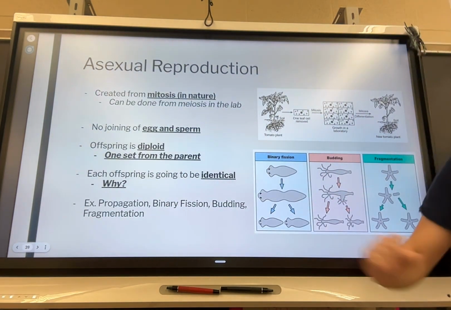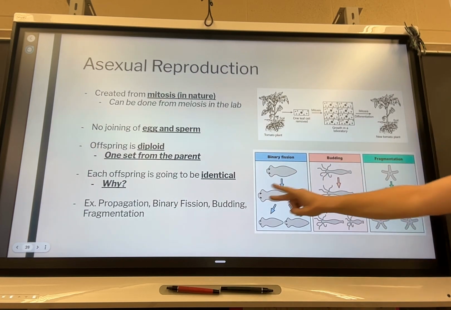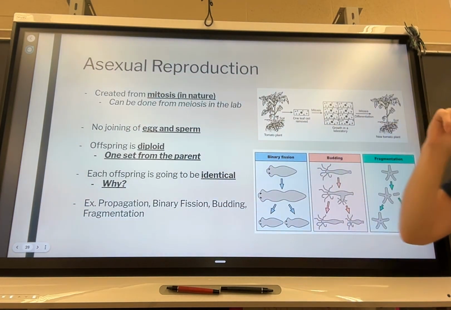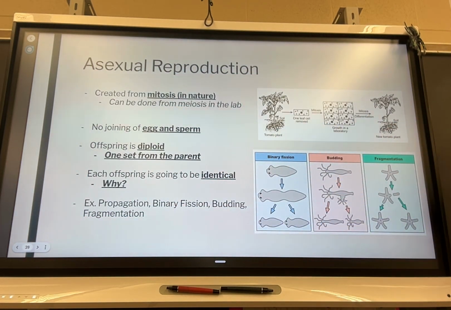But a couple examples. Binary fission we've talked about. Budding we've kind of talked about. Fragmentation we've kind of talked about. Binary fission is just the splitting of a cell. Budding is something that hydras do. They create a little baby that pops off. Fragmentation, if you've ever broken off a starfish leg, it will regrow that leg, and then the leg will regrow into a new starfish. Unless you soak them in vinegar, then they just die.